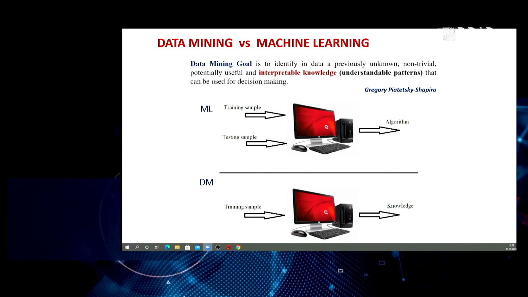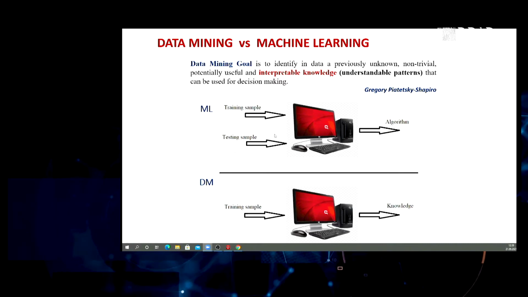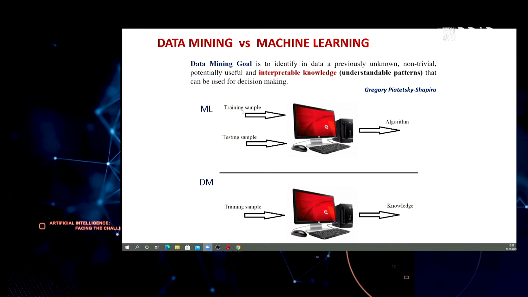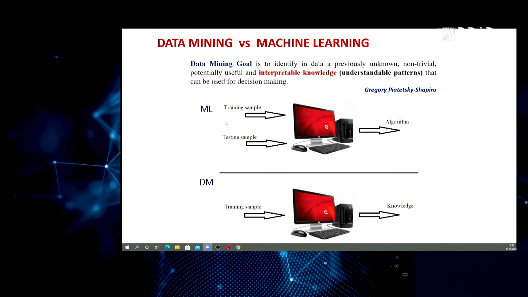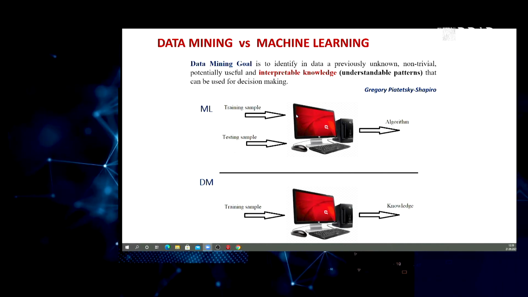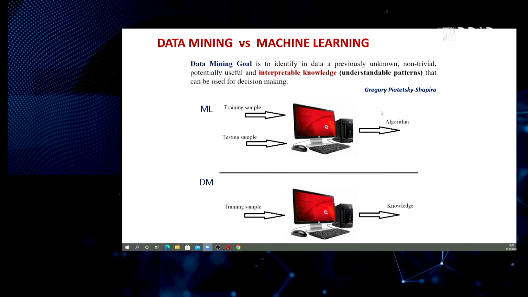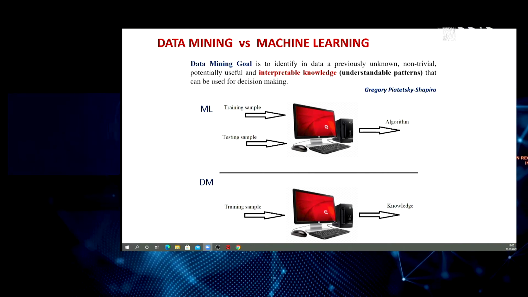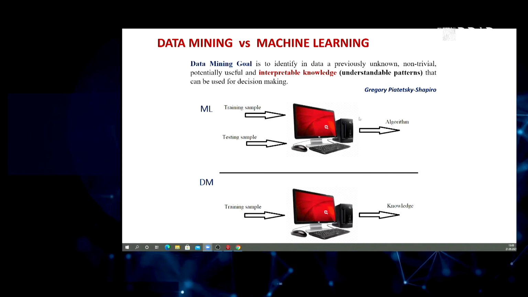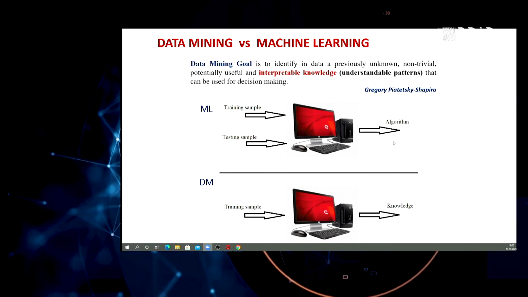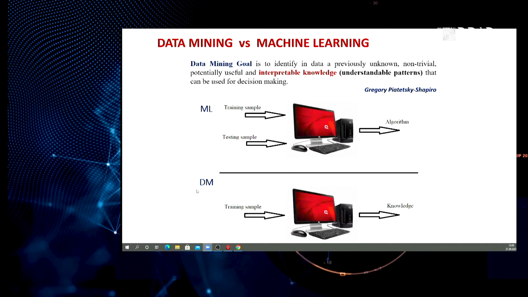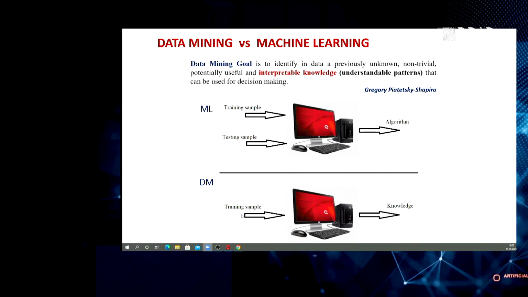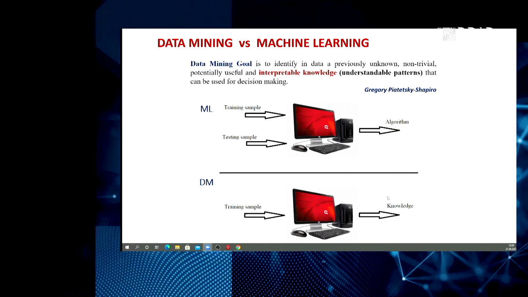Now let's have a look at the simplified scheme of the machine learning process and the data mining process. In machine learning, we take as an input the training set and the testing set, and the learning process is focused on building an algorithm on the basis of the training set. This algorithm is usually a classification algorithm that can be used to classify the testing sample. So the main output of the learning process here is an algorithm. In data mining, we have a bit different approach to how the learning process is implemented. We take a training set as an input, and we are expecting to get knowledge.